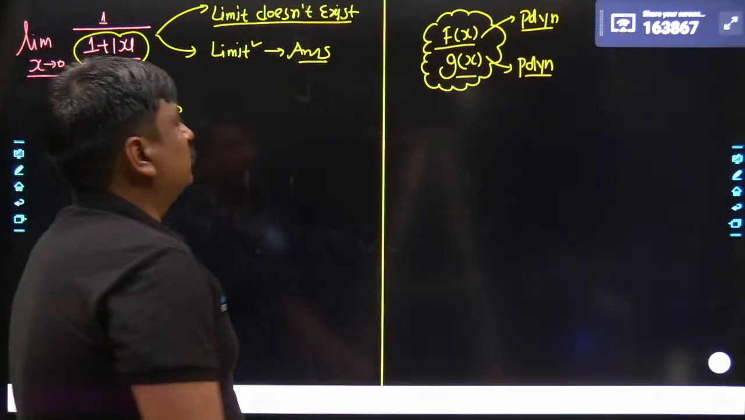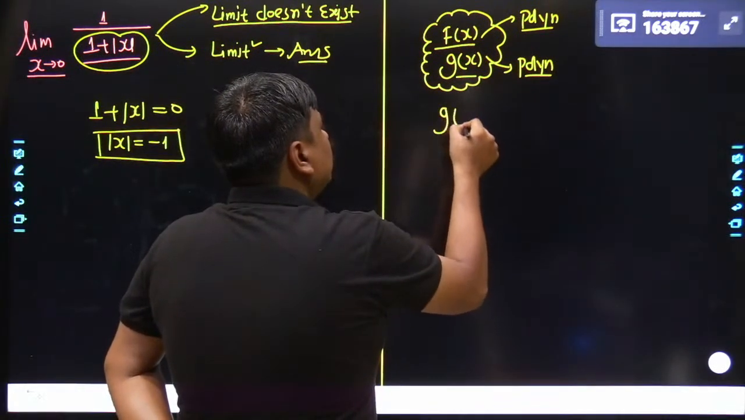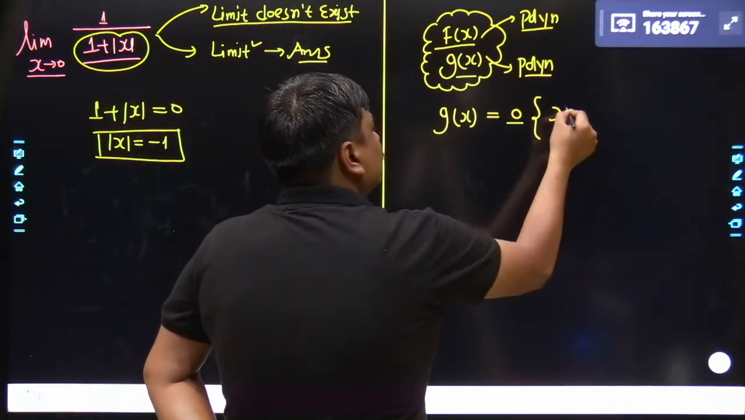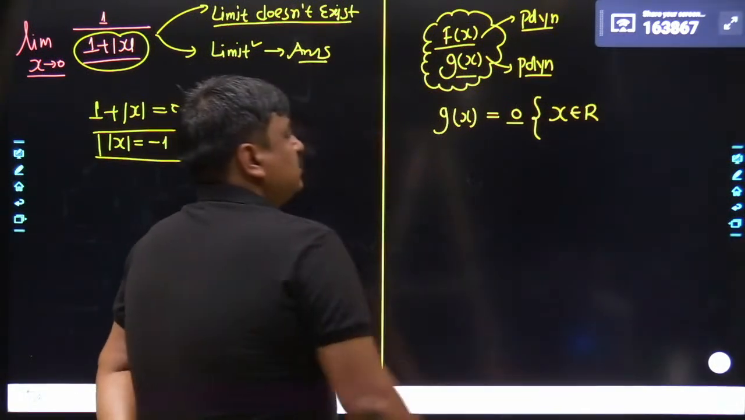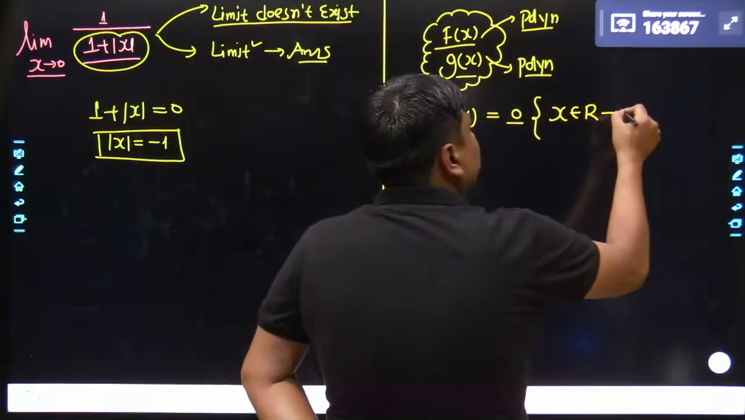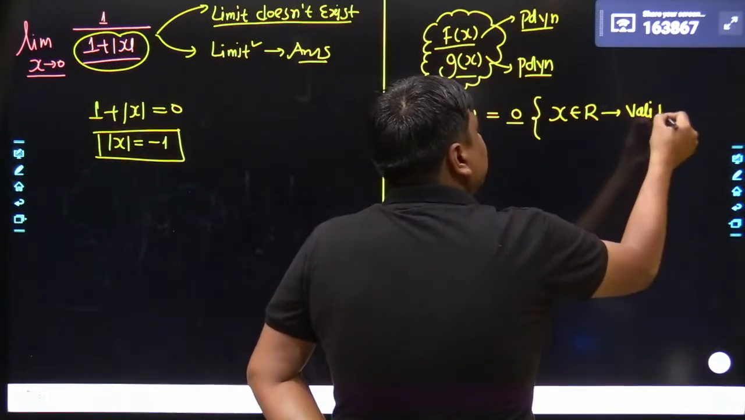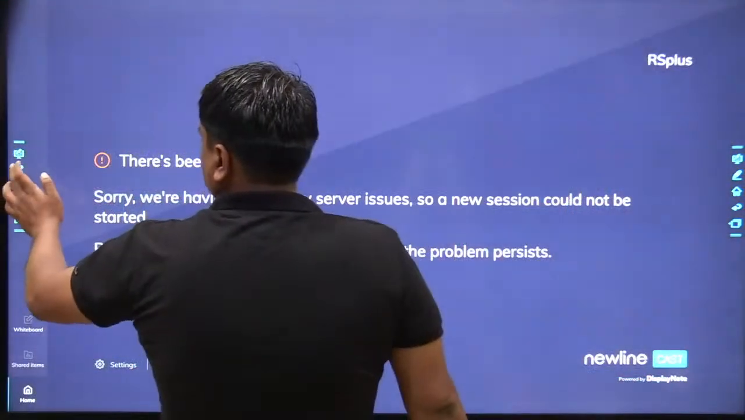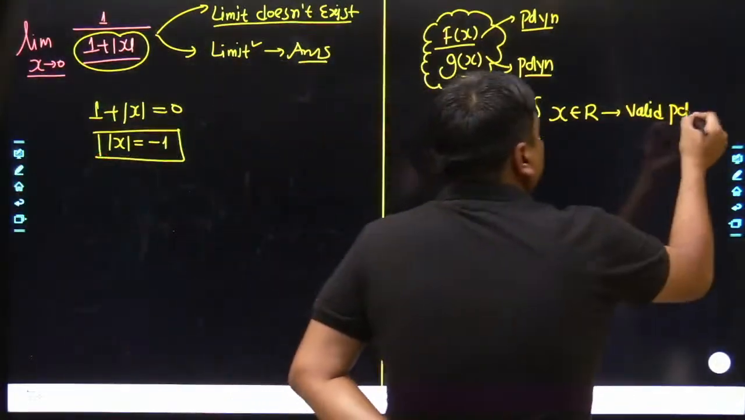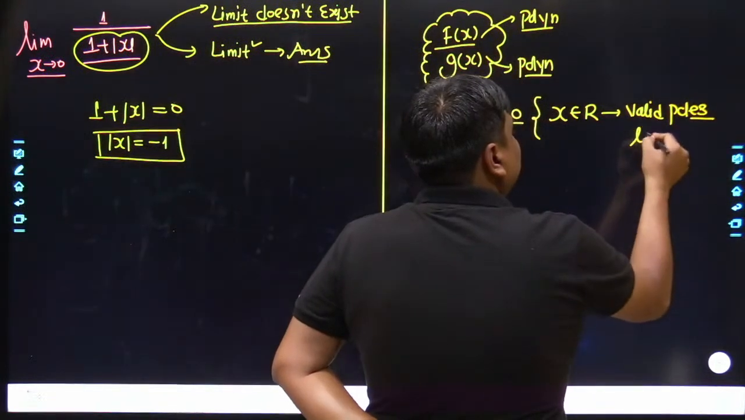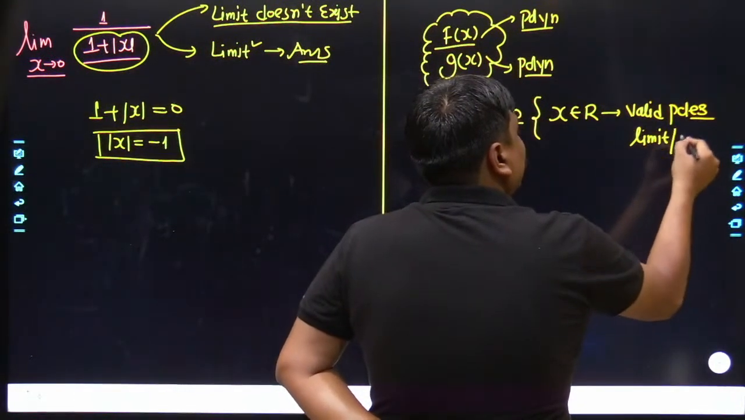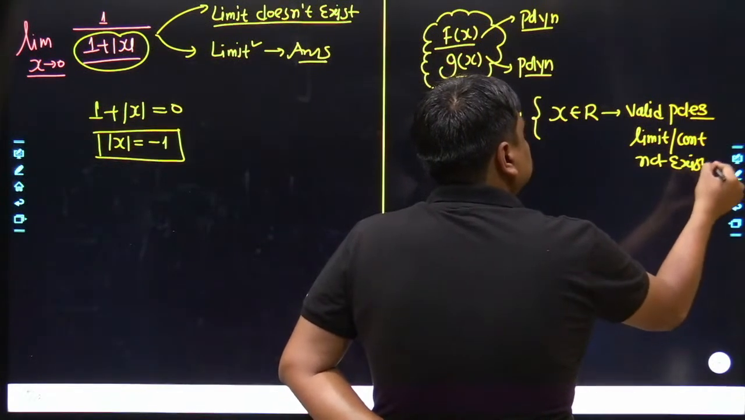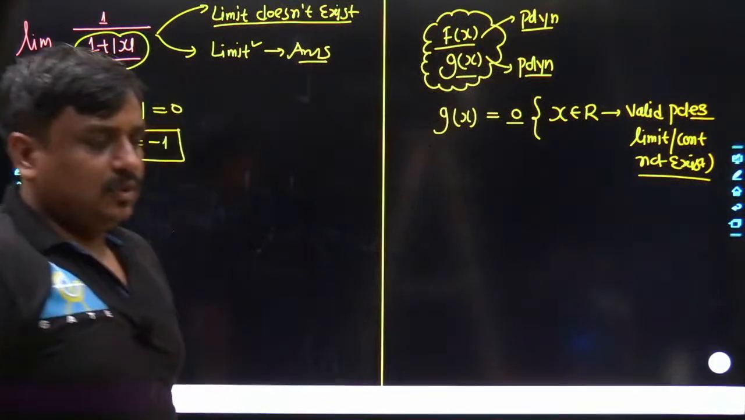End of the day, what we are going to see, we are going to compare g of x with 0. All of the possible values of x which are purely real in nature would be the valid poles, where limit as well as continuity would not exist. Could you understand what I am saying?